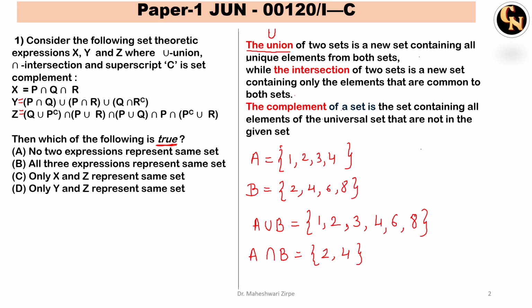Understood? Now what do you mean by complementary? Complementary is a set containing all the elements of the universe but are not in the given set. How are you going to represent this?